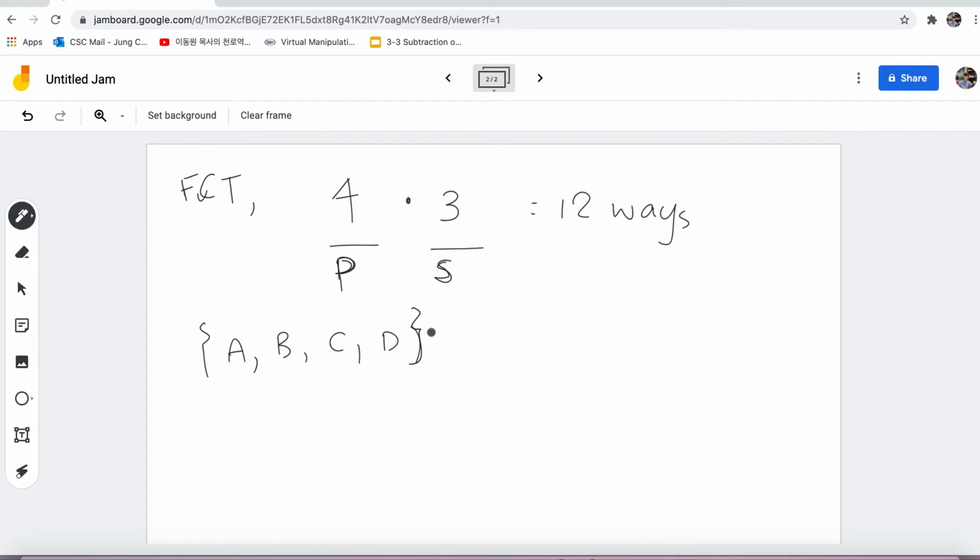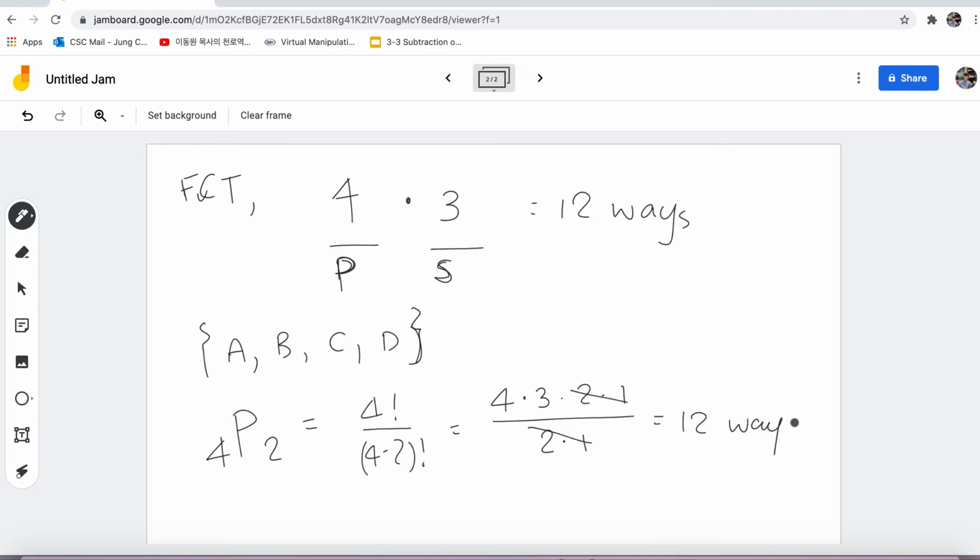out of 4 people. You can also use permutation. This is the same as 4 choose 2 using permutation. That's the same as 4 factorial over 4 minus 2 factorial using the formula of the permutation, right? 4 factorial means 4 times 3 times 2 times 1. And 4 minus 2 factorial, 4 minus 2 is 2, so it's 2 factorial, which is 2 times 1. So we know these cancel and you have 12 ways. So either way, you're going to have exactly the same answer, right?